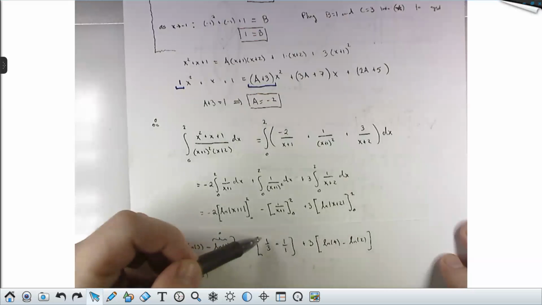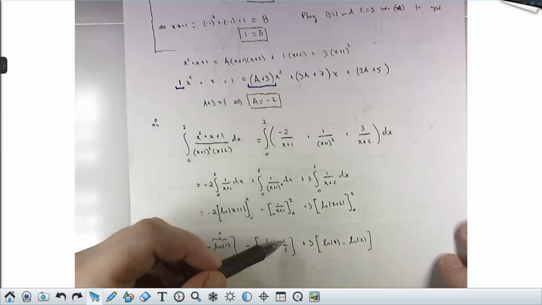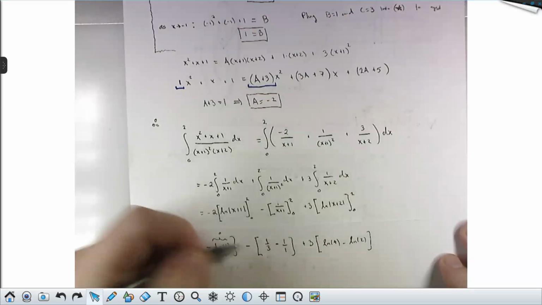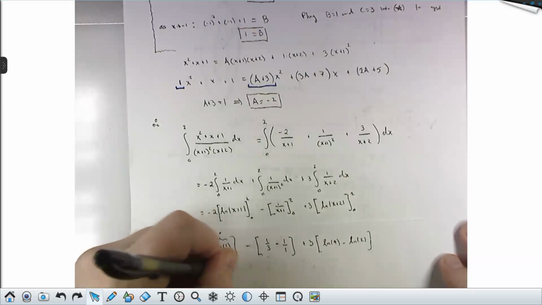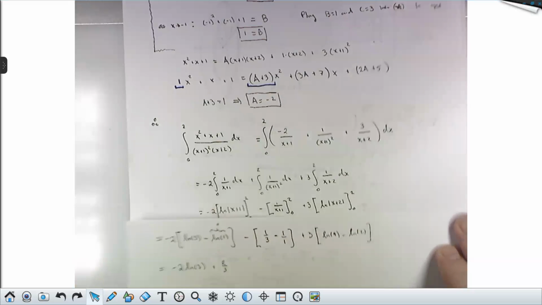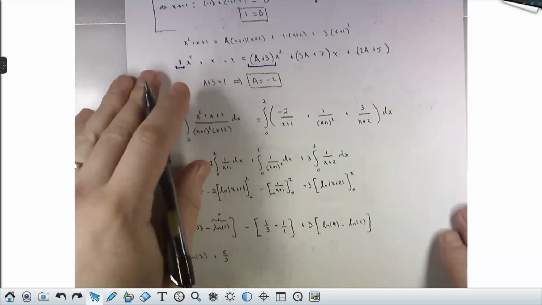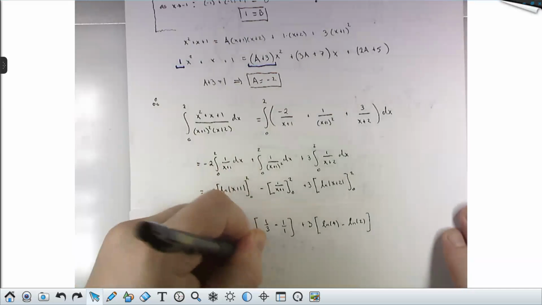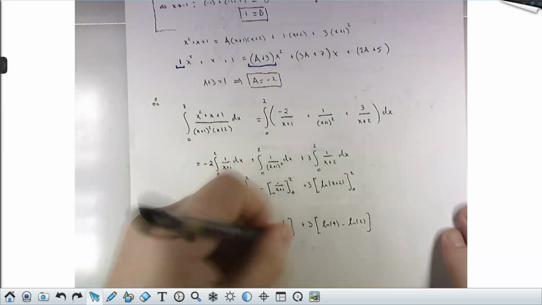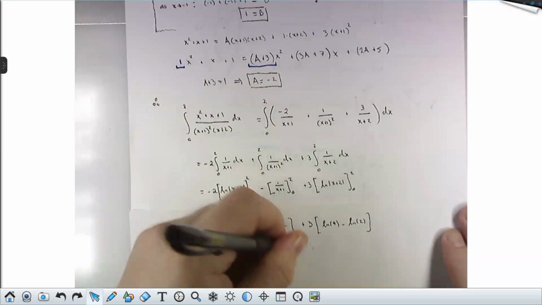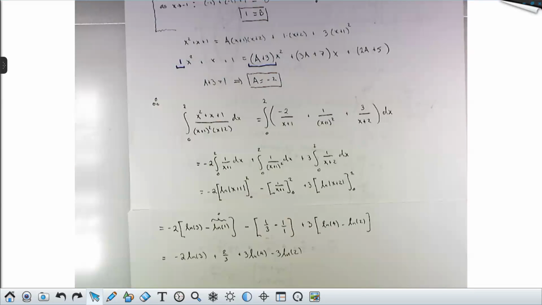1/3 minus 1, this is 1/3 minus 3/3, which is negative 2/3. With a negative here, that makes positive 2/3. And then 3 ln 4 minus 3 ln 2. Not much to do there. It is possible to combine all these logarithms together, but I don't mind if you don't.